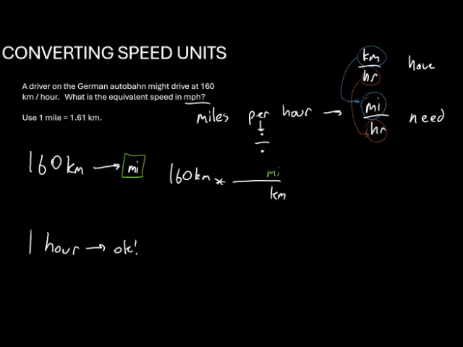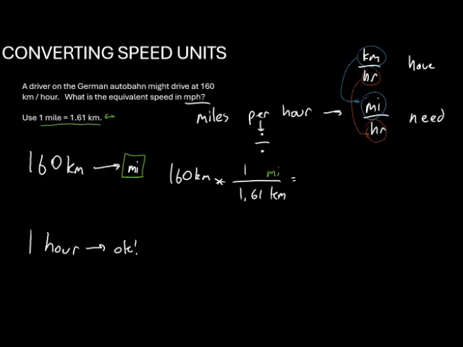We're going to use this conversion factor that I'm underlining in green now. 1 mile is 1.61 kilometers. We'll place a 1 next to miles and 1.61 next to kilometers. Therefore, my operation will be 160 multiply 1, divide by 1.61.